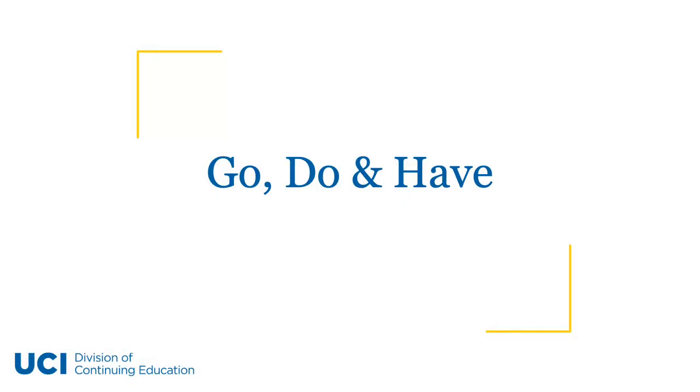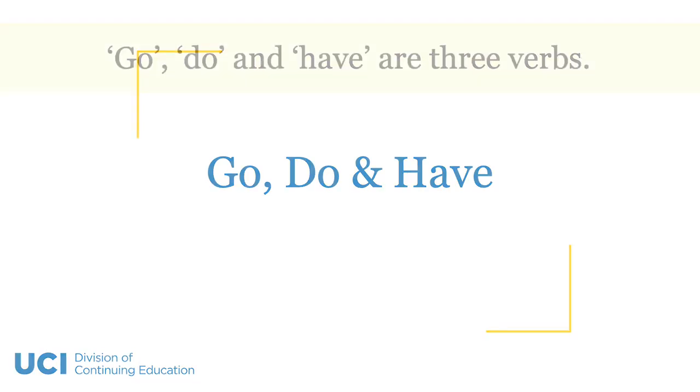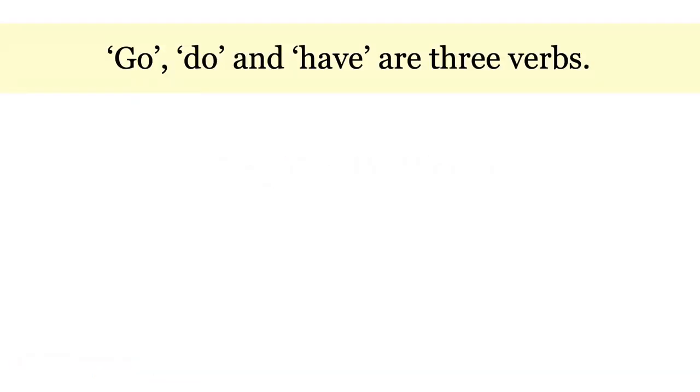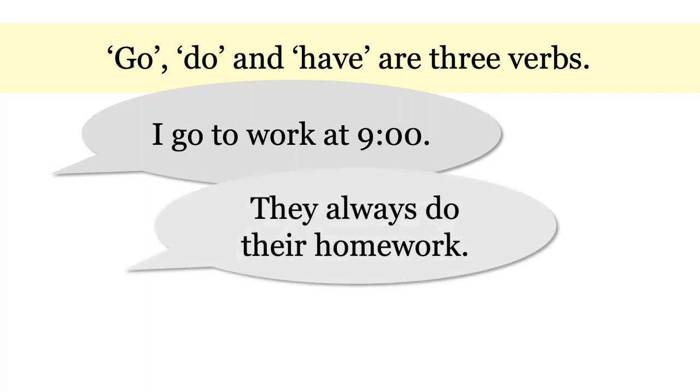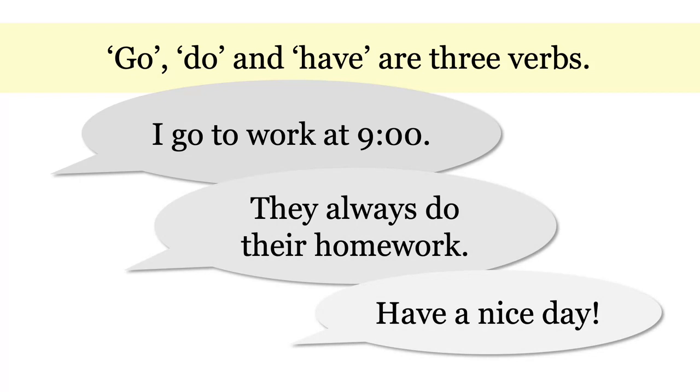This lesson is about the verbs go, do, and have. Go, do, and have are three verbs we use a lot. You hear them in sentences like, I go to work at 9. They always do their homework. And have a nice day. Go, do, and have.